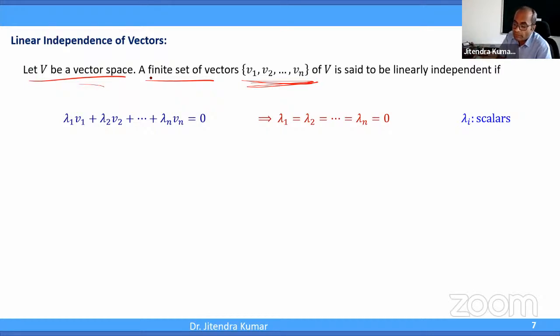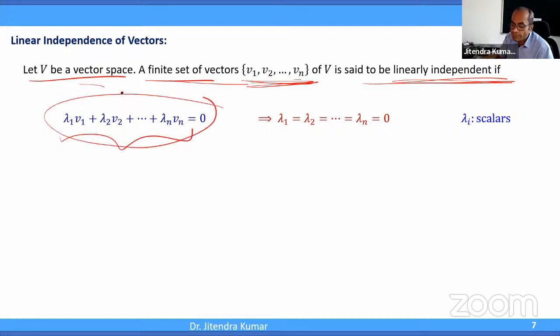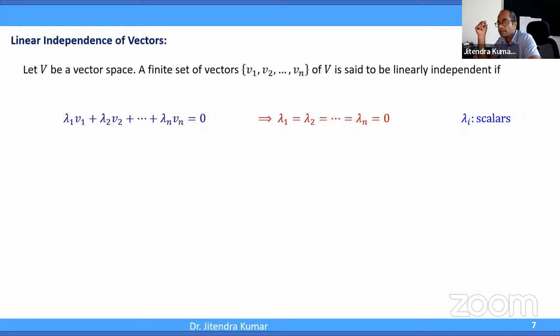Let V be a vector space. A finite set of vectors of V is said to be linearly independent if, when we set this linear combination equal to 0, that implies that the only possibility is that all the lambdas must be 0. This is the meaning of a linearly independent set.